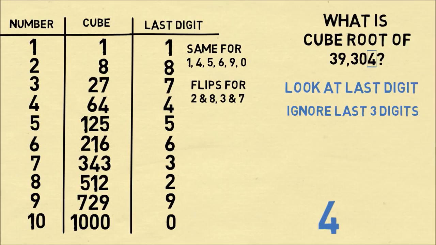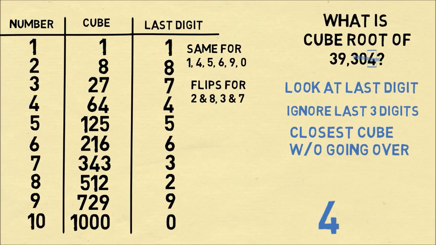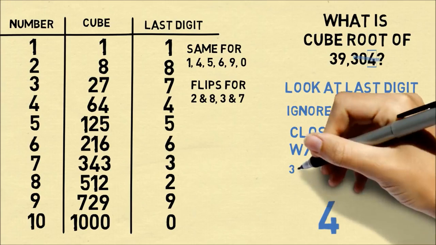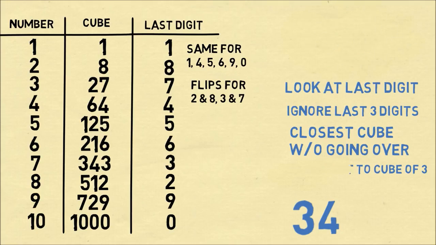The next step is we ignore the last 3 digits of our number. So in 39,304, we're going to just ignore the 304. And now we want to find the closest cube without going over. 39 is between 27 and 64, so it's closest to 27 without going over, which means it's closest to the cube of 3. And that gives us the other part of our answer, which is 3. So here we have it. We put the numbers together, and 34 is the cube root of 39,304.